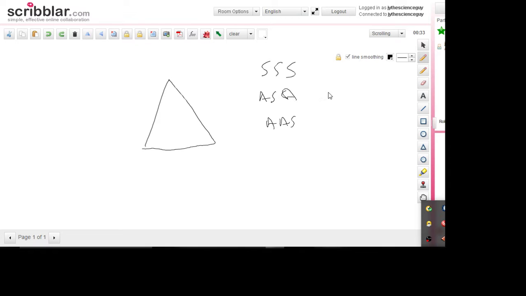Side, angle, side. Side, angle, side, right. Did you guys do HL and LL for right triangles? No. Okay, then I won't use that one. So we know that those two angles are the same because they're both 90, right? We know that that angle is congruent to that angle because they told us that, right?